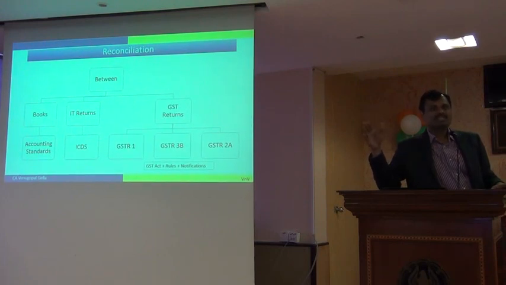Then after some time the system stabilized. Every time your 3B is not filed in time, late fee comes. Now GSTR 1 is also not filed in time, and late fee is not calculated. How do I make the payment? I am not able to amend the late fee column.